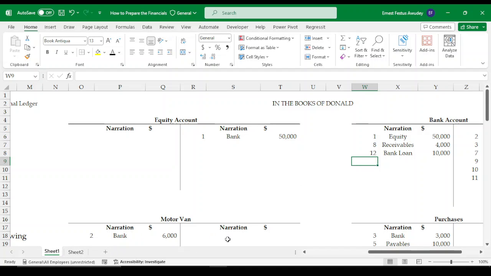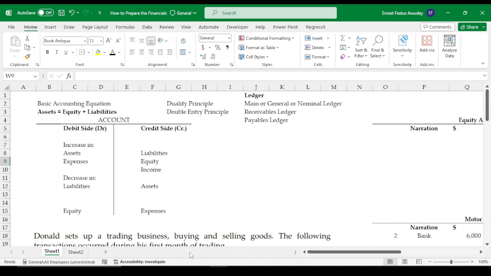So what you can do is just rename the sheet as ledgers, or ledger. You can just do it as ledger accounts. All right, so you can name it ledger accounts right there. To do that, I just double clicked the sheet name, and then I can change the name of the sheet.